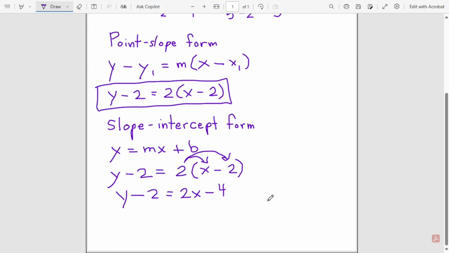Okay, now we want to move the 2 over, so we're going to add 2 to both sides. The twos on this side will cancel. We'll be left with y equals 2x, this is like plus negative 4. So negative 4 plus 2 is negative 2. So plus negative 2, or minus 2, is going to be our slope-intercept form.